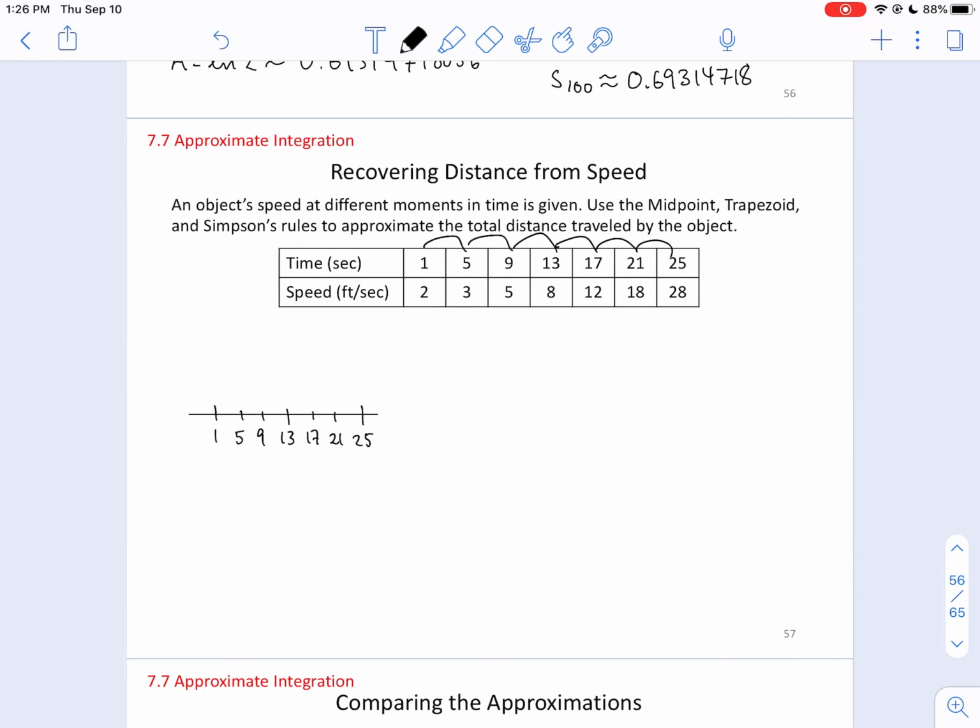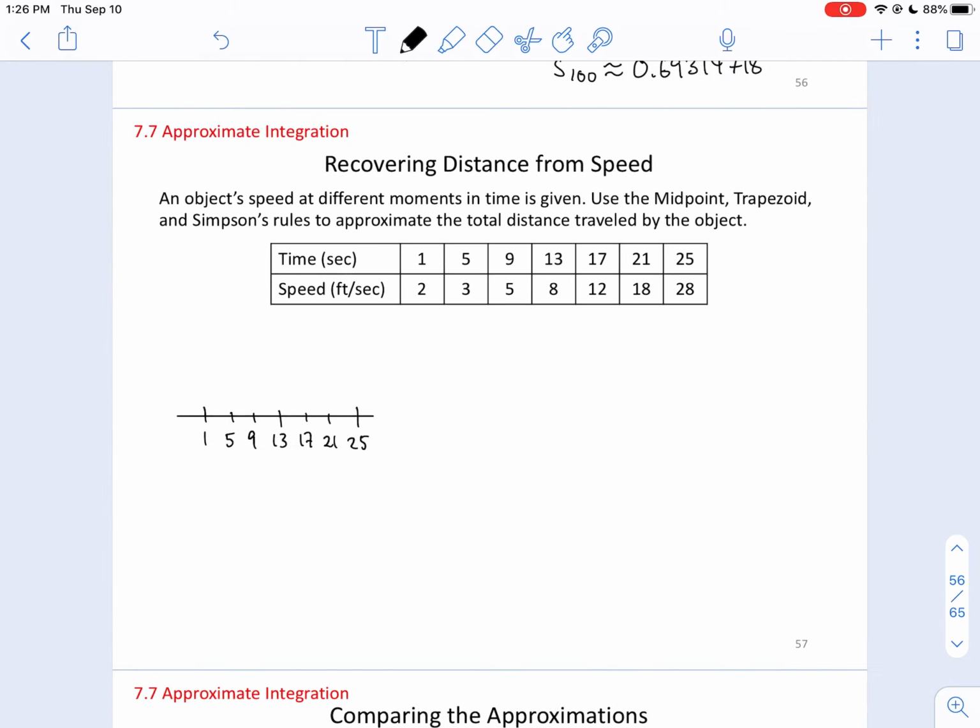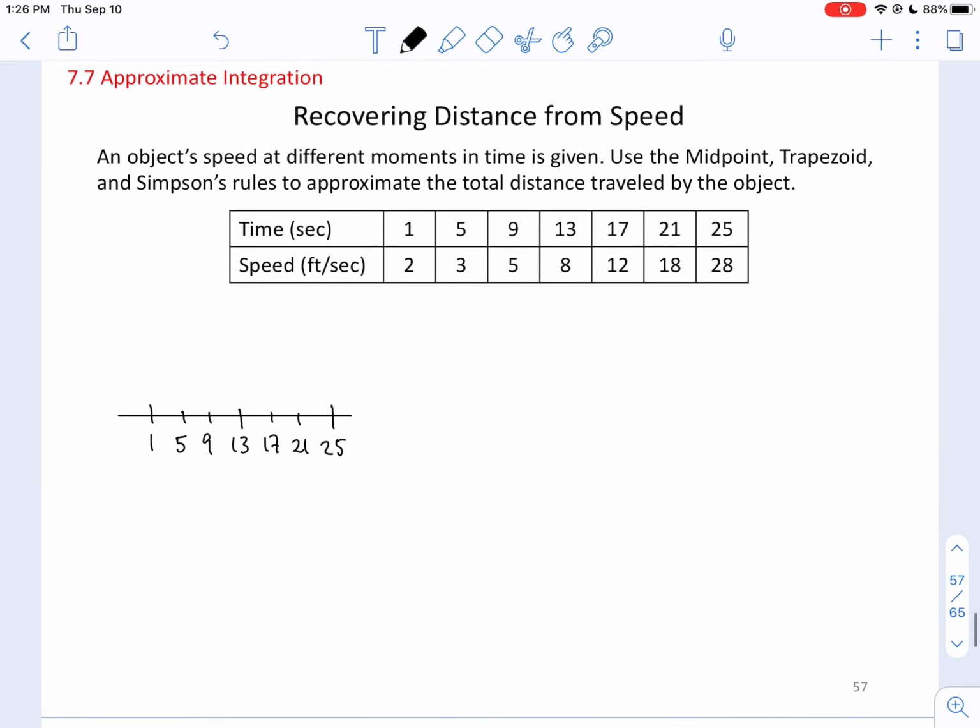Notice we're just adding 4 seconds to go from piece to piece. So we are being consistent in how our times are increasing. They're always increasing by 4 seconds. Okay, now the speeds are these numbers 2, 3, 5. Speed is going to be represented by this axis, and time is the horizontal axis. And all we have is data. We have 1, 2 is a point.